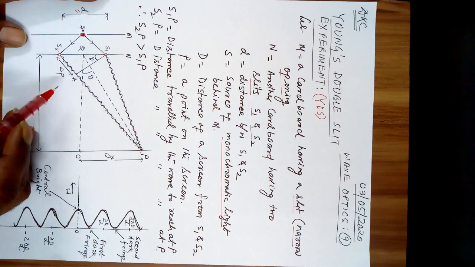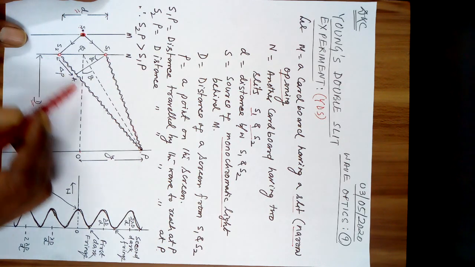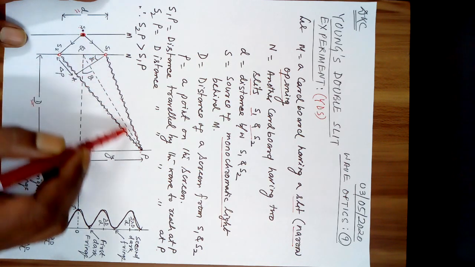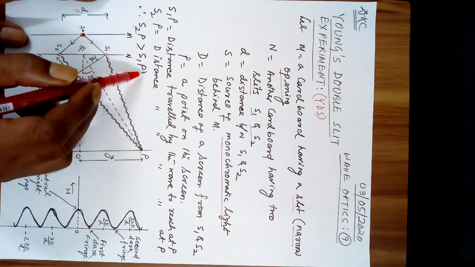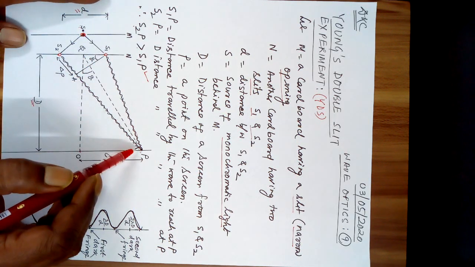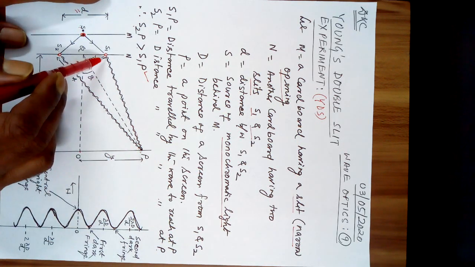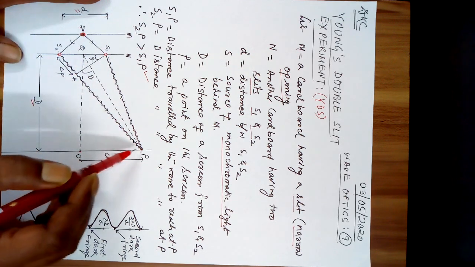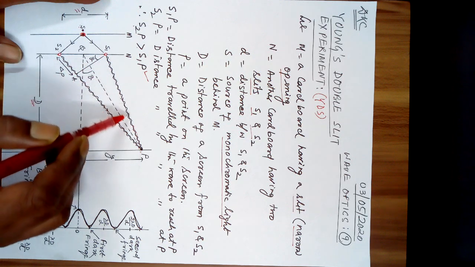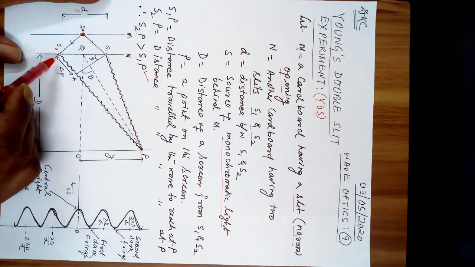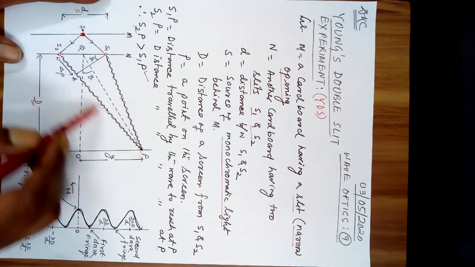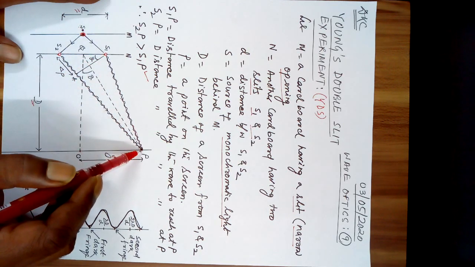Now look which distance is more. So S2P is longer than S1P. S2P is greater than S1P. So this wave is traveling a large distance as compared to this wave. Now what is happening here on the screen is, which part of this wave and which part of this wave are combining here.